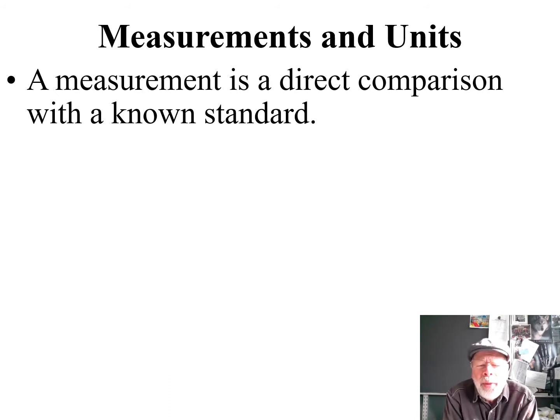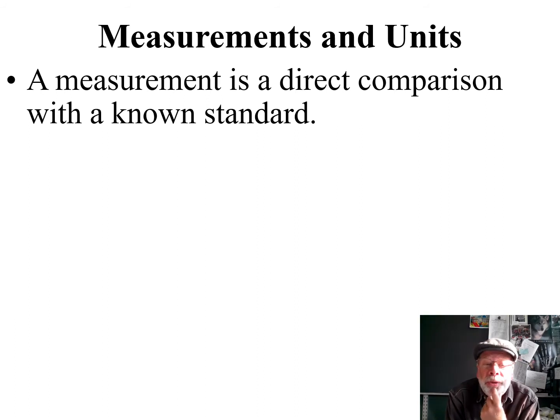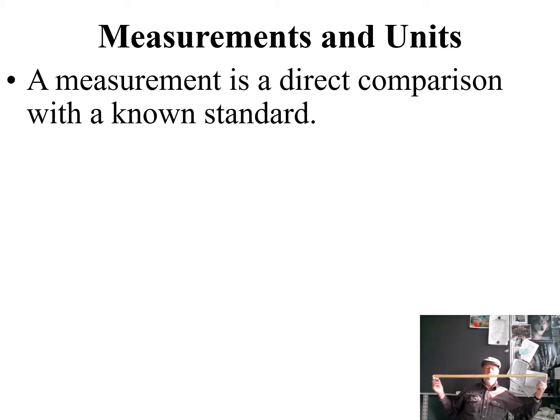So now let's talk about measurements. Measurements and the units of measurements. A measurement is a direct comparison with a known standard. For example, that meter stick I'm talking about. This is a meter. If I hold my hands out like that, that is a meter. And so if I have something that is 4 of these, it would be 4 meters long. That would be a measurement of distance.